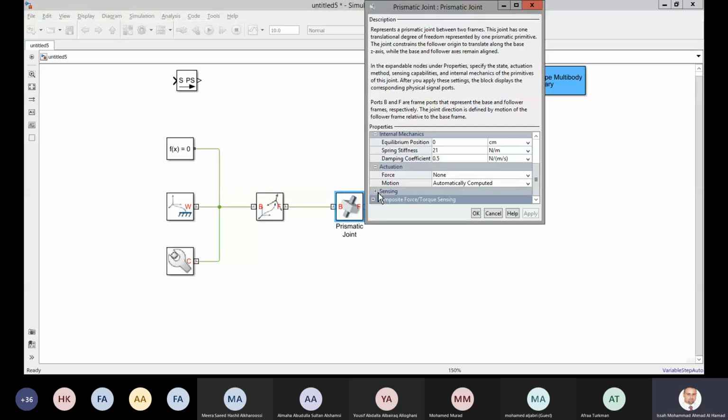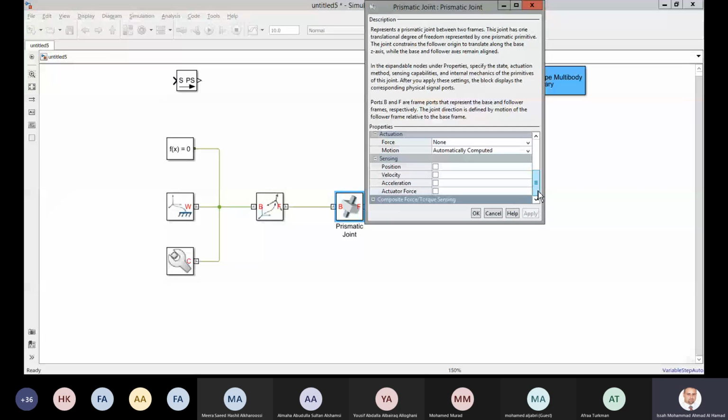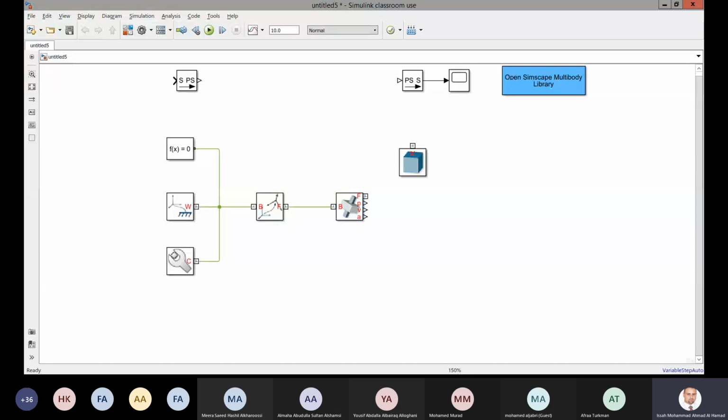Okay, actuation. Now we need to see the sensing. What are the outputs that you need to sense from this prismatic joint? I need to get the output of the position, velocity, and acceleration as well. Okay, so I can hit apply here, and I can hit OK. Now the force will be taken from the mass. The output of the force acting on the spring will be from the mass. If the mass is 0, the spring will not work.